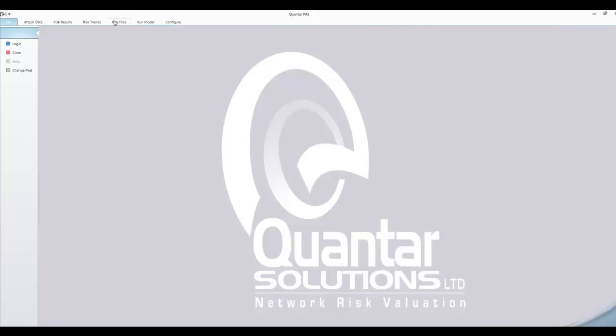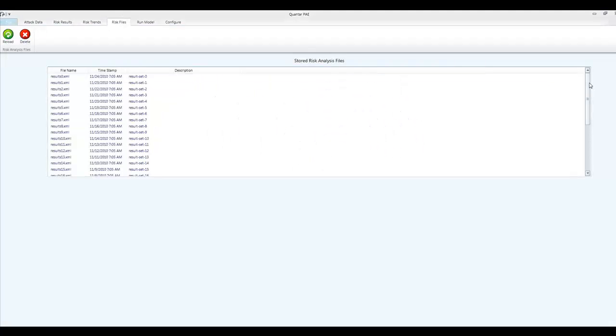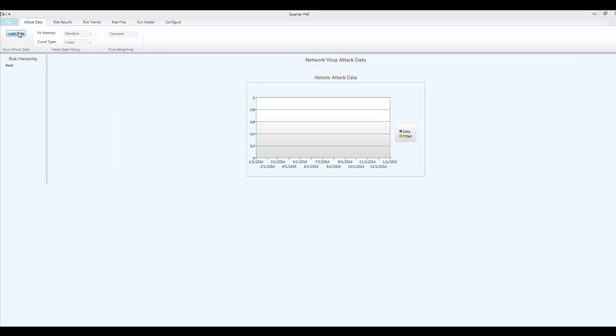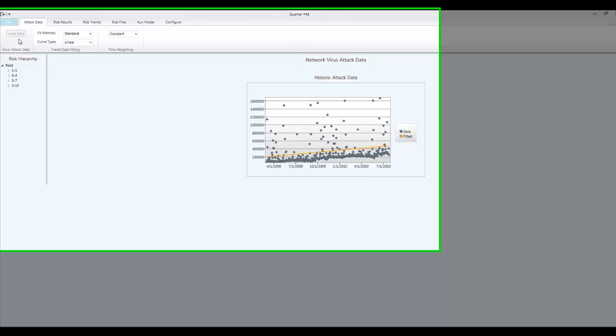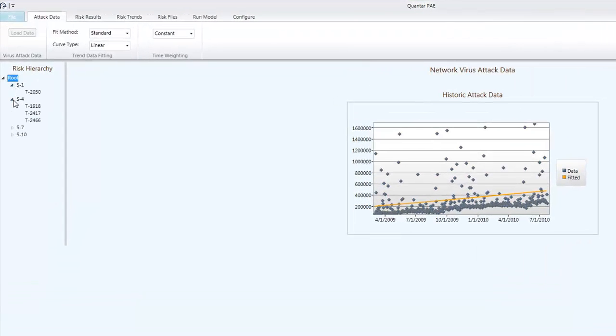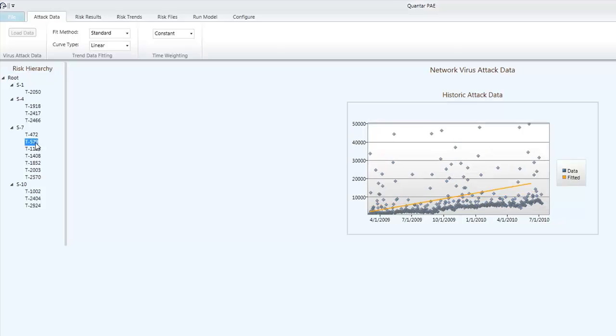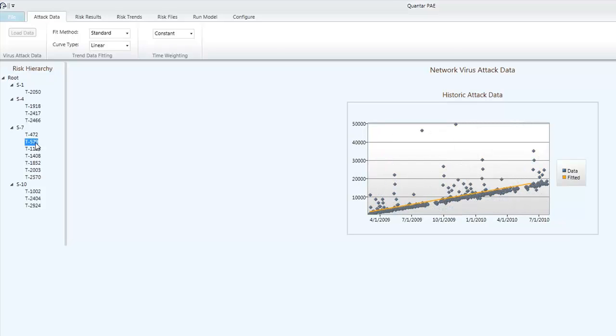So firstly, we're going to load the company's network attack data and risk files. Once the data is loaded, and this is exactly the same data from the analysis engine as in presentation 2, then we have the graphical output of the historic network virus attack data. On the left of the screen you can see there's a risk hierarchy from the root to variants of particular threats. This enables us to drill down into the types of attacks and see the shifts in historical threat trends, which we can see are substantially different in both the trend frequency and pattern over time for a particular threat.